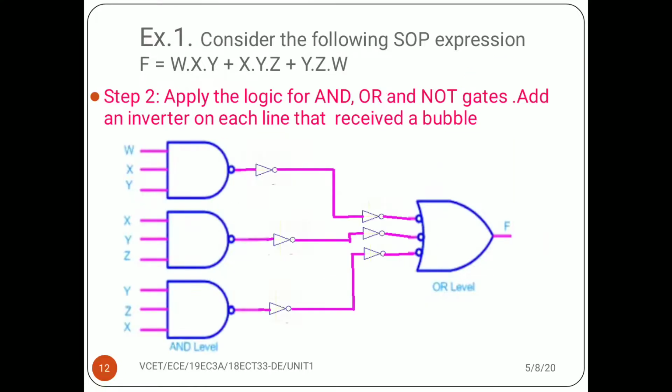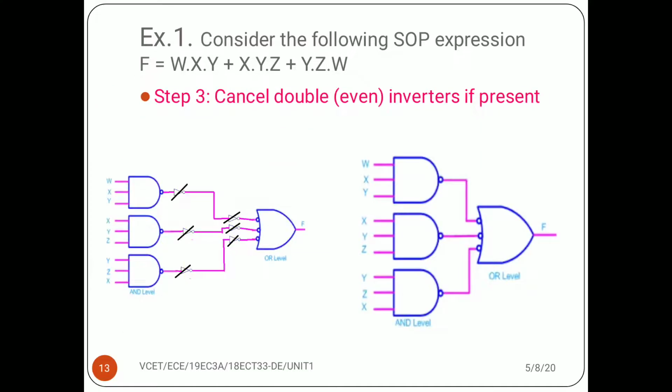And now wherever we have added the bubble, we have to add an inverter on each line that received a bubble. Here the bubble is received, so we add an inverter. Similarly, for all the 3 lines we added an inverter. And the next step is to cancel the double inverters if present. There are double inverters in each line, so we are cancelling them. So this is the next level diagram we got.